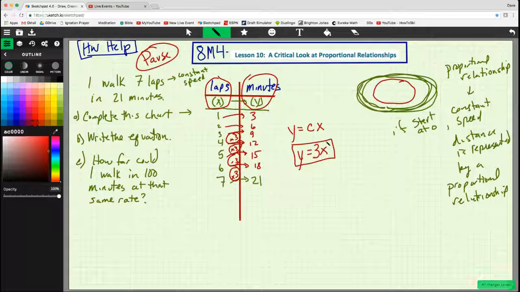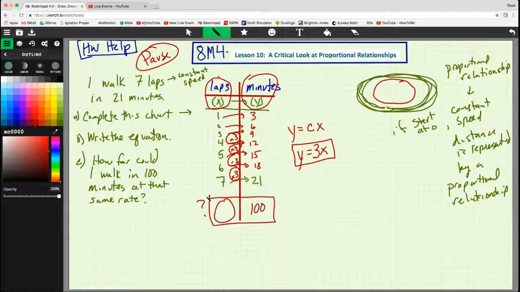Now we can use this formula to answer difficult questions. How far could I walk in 100 minutes at this same rate? Well, our minutes are what? Our minutes are y. So the question is, if I put 100 down here in the y column, what is our x? So we're going to use our formula here. And we know that we can put 100 in for y.